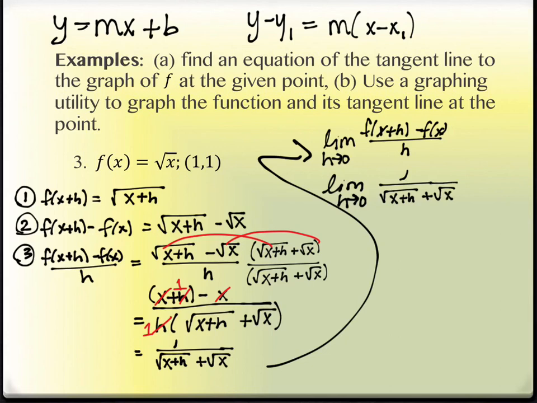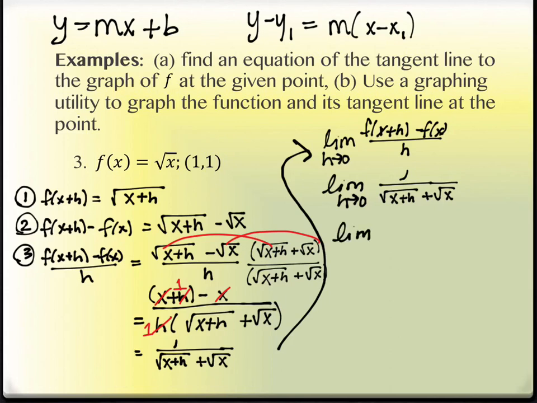What we see happening here is that this h right here becomes 0. And then what happens in the denominator is that there's 2 identical pieces of things, right? I'm putting in the zeros. We have 1 over, and then we have the square root of x plus 0, or you could just write square root of x plus the square root of x. So this becomes 1 over 2 square roots of x.